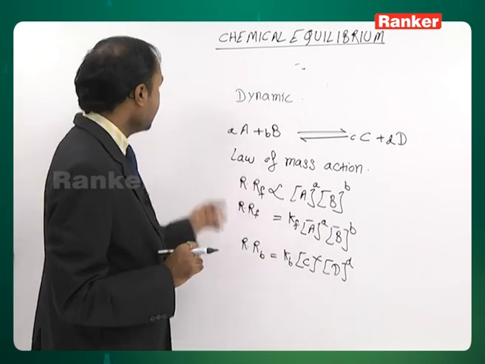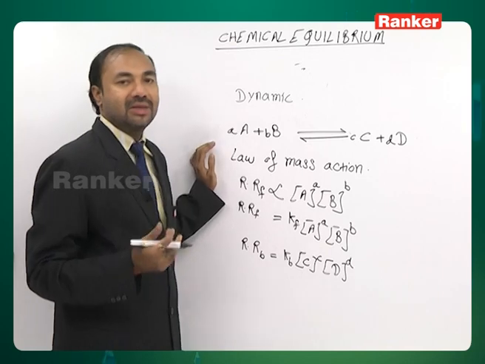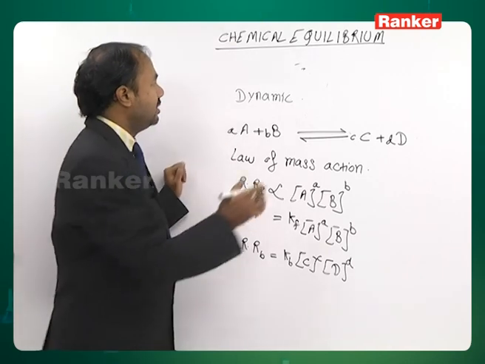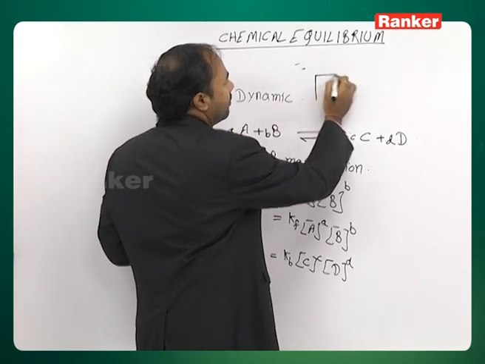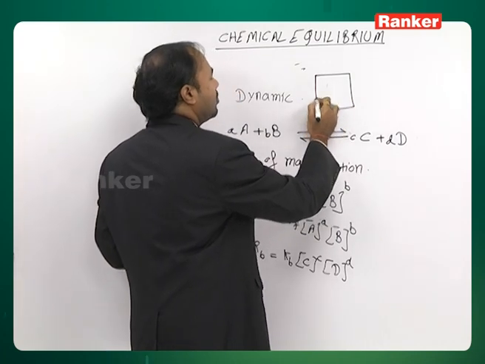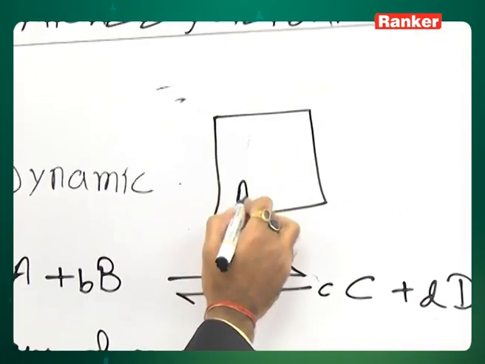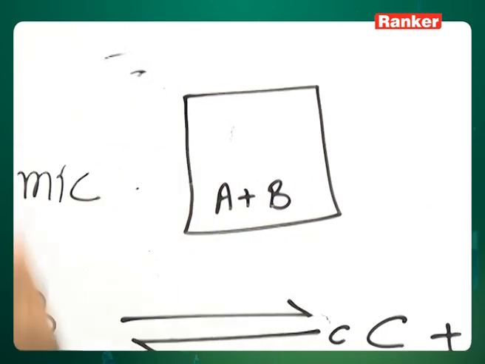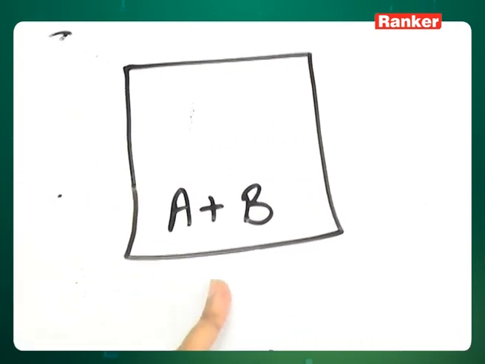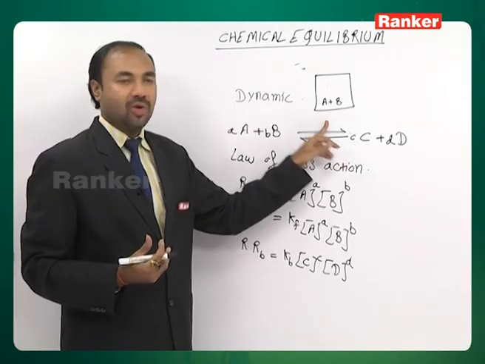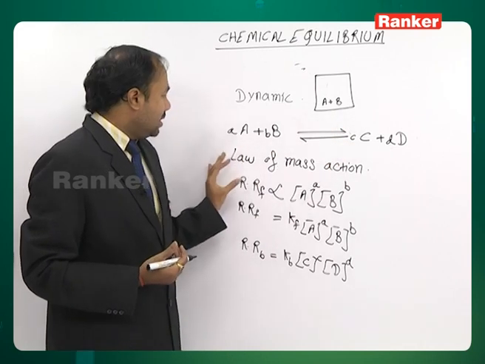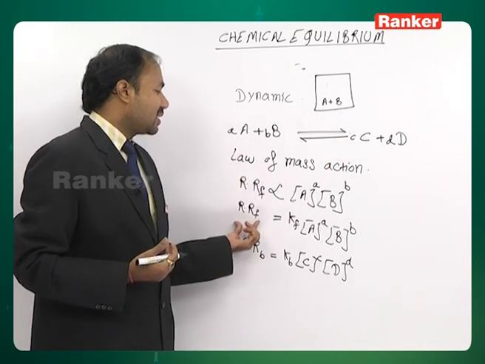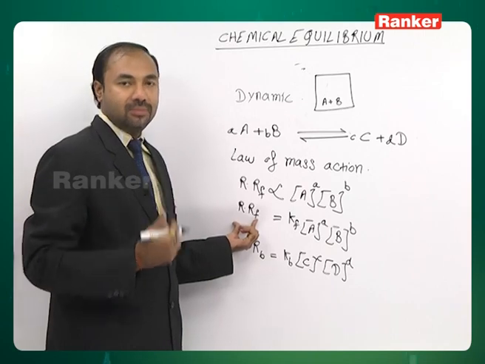Now, in the beginning, suppose we started this equilibrium process in a container. In a container, we took A and B. You can assume them to be gases, you can assume them to be liquids, whatever you want right now. We are not bothered about that. We started in a container by taking certain amounts of A and B. In the beginning, the rate of forward reaction is going to be maximum.